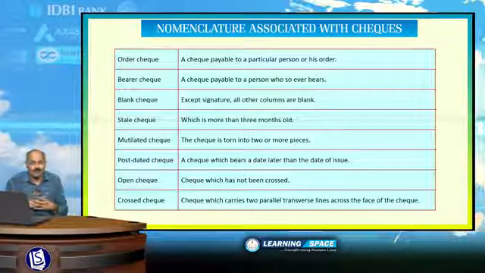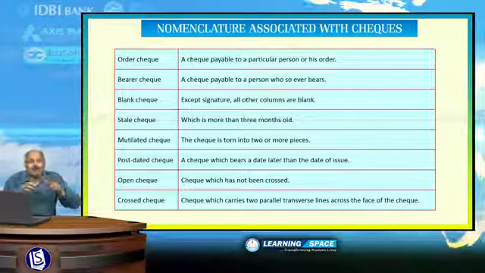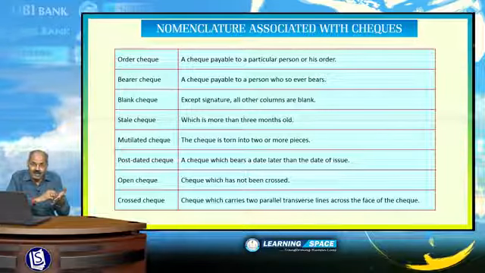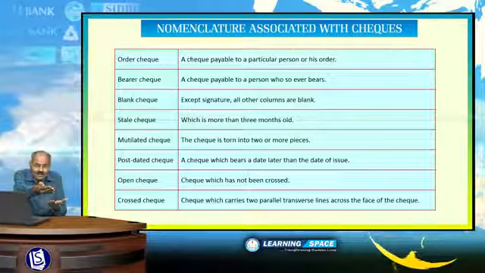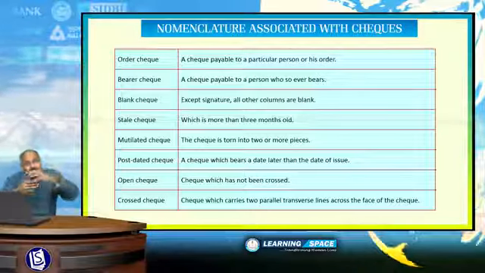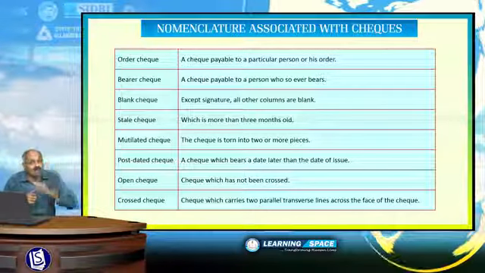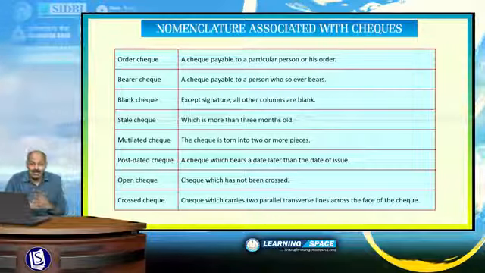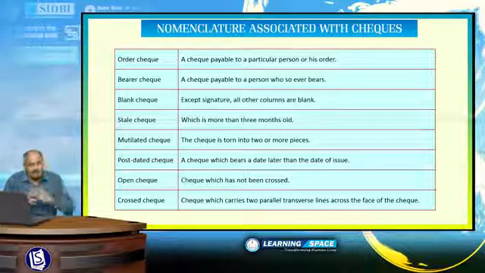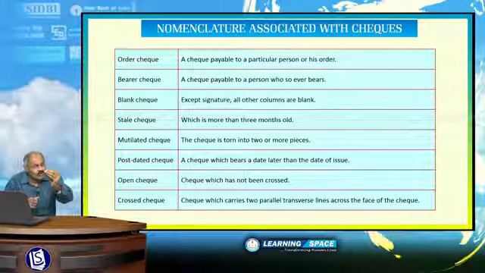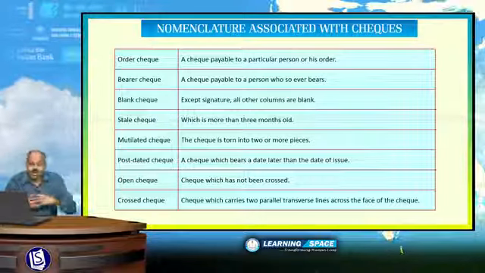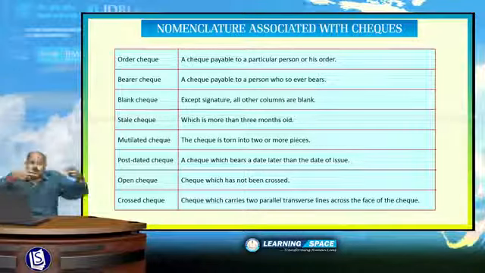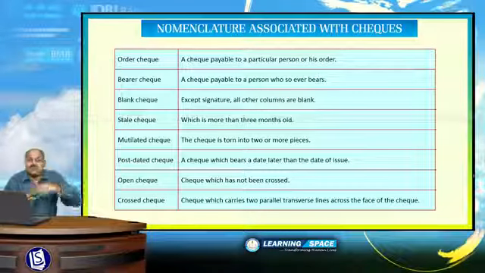Blank check. A blank check is one where, except the signature, other details are not there. Only you have signed on the check and you have given that check to your friend, then that is a blank check. Stale check. A stale check is when the validity is over. At present, the validity of checks and demand drafts is just 3 months. When the validity is over, that check is called a stale check. The other one is a mutilated check. When the check is torn into 2 pieces, that is called a mutilated check.